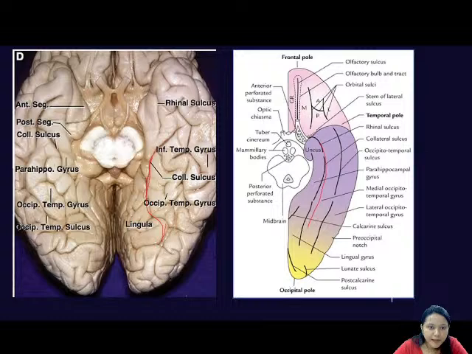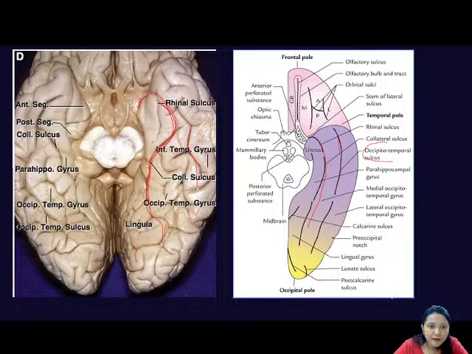This is the collateral sulcus. The medial-most sulcus on the tentorial surface is the collateral sulcus, and the lateral-most sulcus is known as the occipitotemporal sulcus. The collateral sulcus, going forward, takes an upturn here.